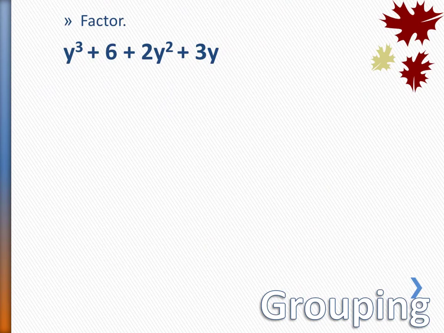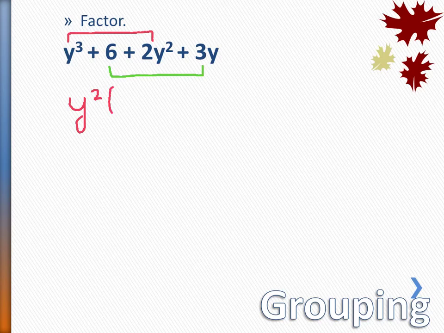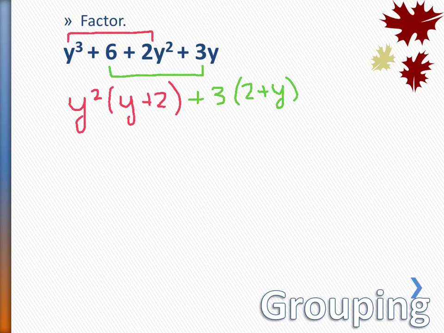Taking a look at all 4 terms, I can see that they don't all share a GCF, so I know I'm going to have to factor by grouping. So I'm going to group these 2 together and these 2 together. The GCF of y cubed and 2y squared is going to be y squared, so I'm going to factor that out of both of them, and I'm left with y plus 2. And then I'm going to take out the GCF of 6 and 3y, which is 3, and I'm left with 2 plus y. Now I know that y plus 2 and 2 plus y is the same thing, because addition is commutative. I can write it either way.